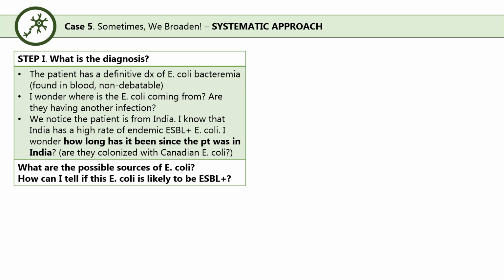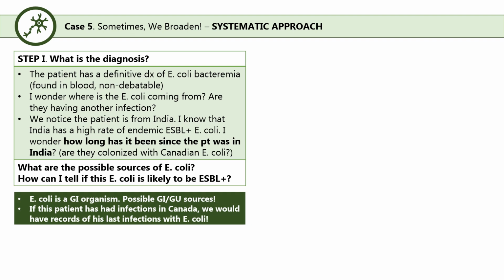Also, I noticed that the patient is from India, and I know from Module 1 that some places in India, for example New Delhi, and other parts of the world have higher rates of ESBL-producing Enterobacterialis. I wonder, however, how long has it been since the patient was in India? Are they colonized with local E. coli or E. coli from where they are from in India? Remember, we know E. coli is a GI organism, so I'm looking for possible GI or GU sources.